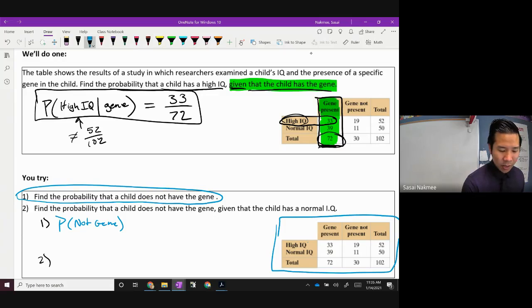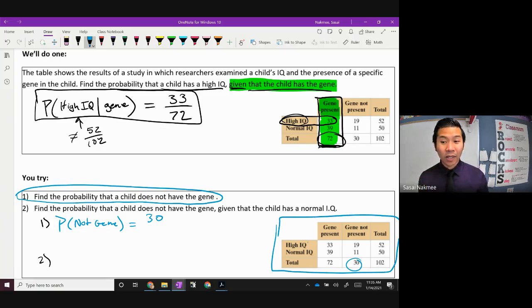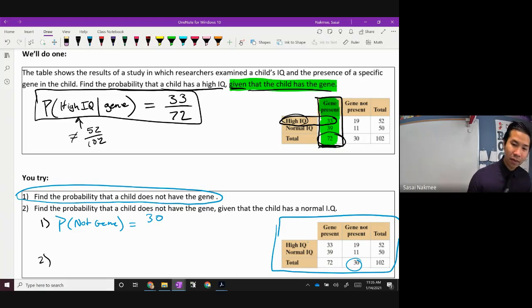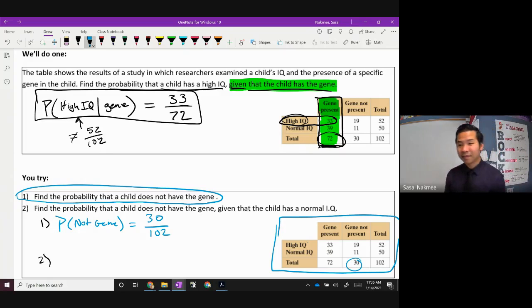So how many kids don't have the gene? 30 of them. That's 30 that we care about, out of what? How many kids total? How many kids are we looking at? How many children are we looking at? 102. That's exactly it. That's right.